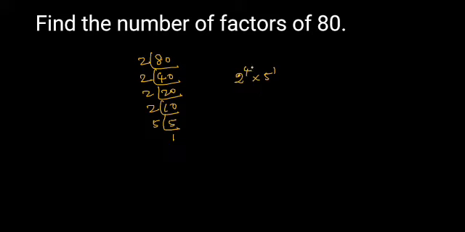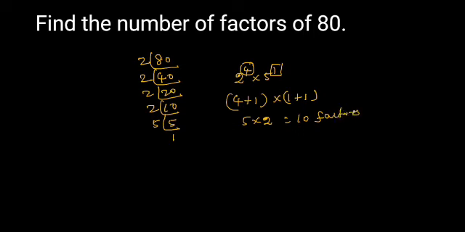Now how to find the number of factors here? What is the power of 2? The power of 2 is 4, so write 4 plus 1, into the power of 5, which is 1, so 1 plus 1. 5 into 2 gives 10. There are 10 factors for this number. This is the easy way of solving this. So we will go for the next question.